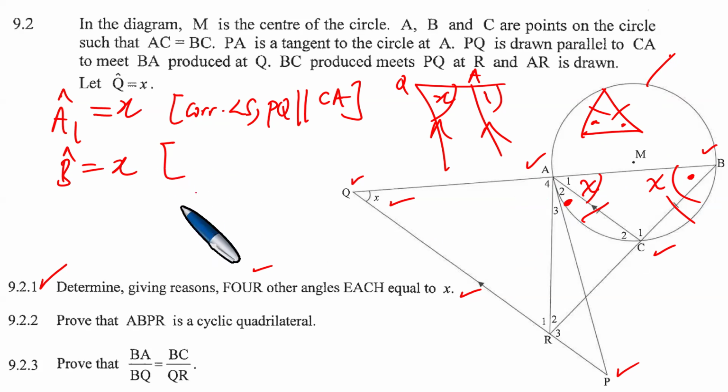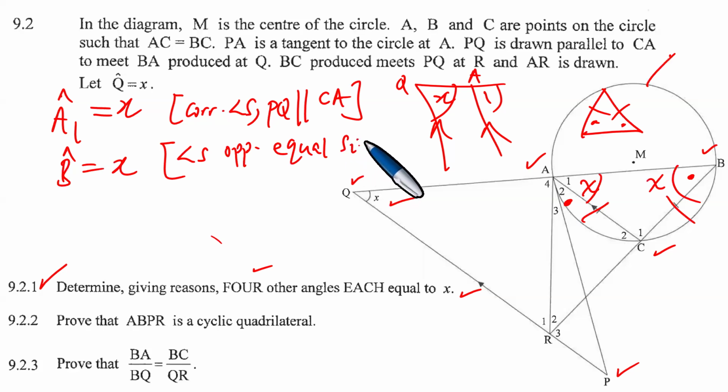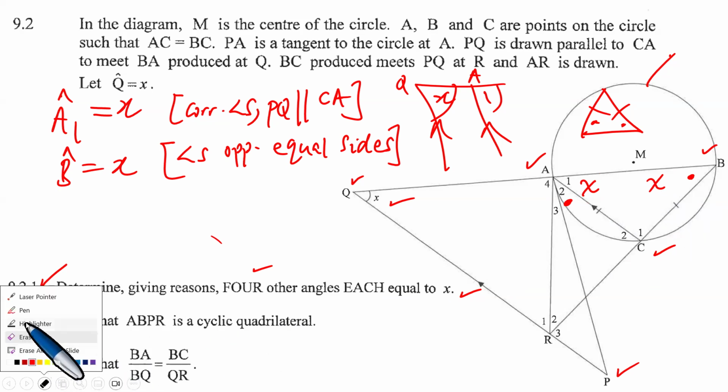Why is that the case? Angles opposite equal sides. Okay, because these sides are equal to each other, and therefore the angles are also equal to each other. Okay, good. So we have that angle B equals X.